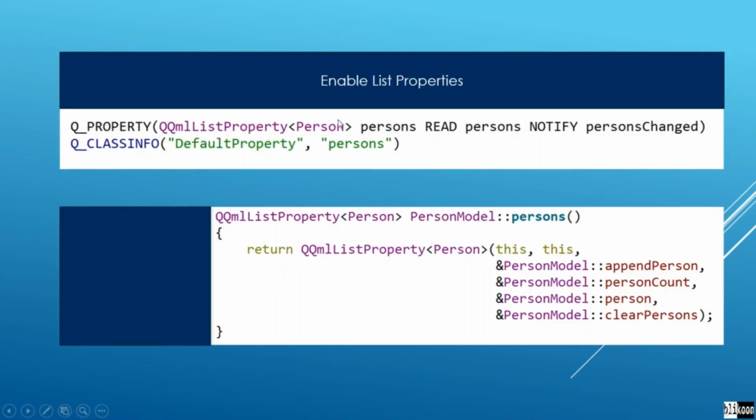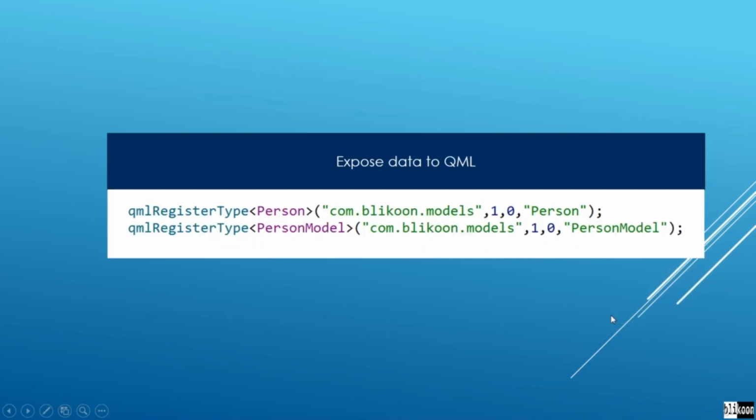To build this feature, we need to do a few things. We need to expose our list of persons as a QML list property, and we do it like this by putting these lines in our model class. If we want default properties, we also have to put in the class info macro like this, specify the method that is going to be the default property, and we need to specify a bunch of methods that the QML engine is going to call to manipulate our list. You know this already. We have the append method, the count method, the at method, and the clear method.